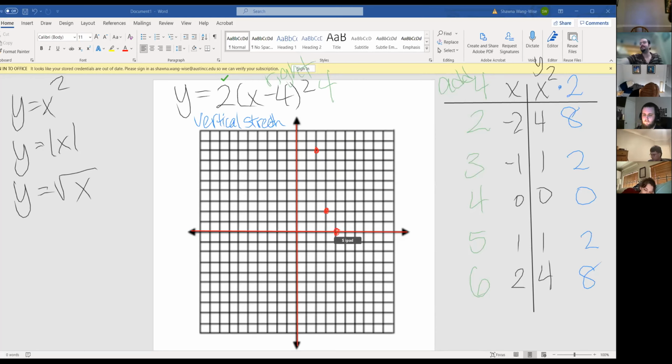See, look, this one's going to be a little skinnier, because it got that vertical stretch. The last one was actually flatter, like we'd stepped on it, because the last one was 1/4, and now the leading coefficient is 2. So again, I just graphed these points: 2, 8 I graphed, 3, 2 I graphed, 4, 0 I graphed, 5, 2 I graphed, and 6, 8 I graphed.